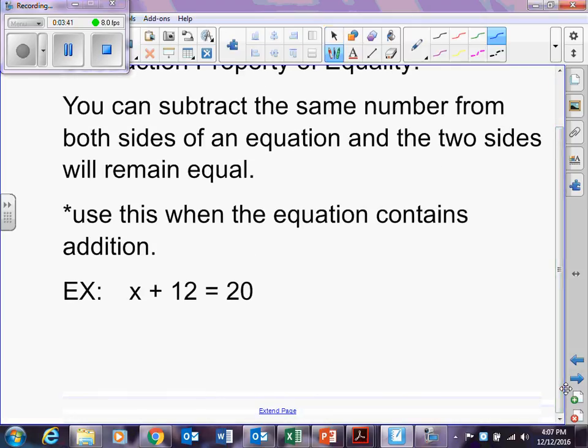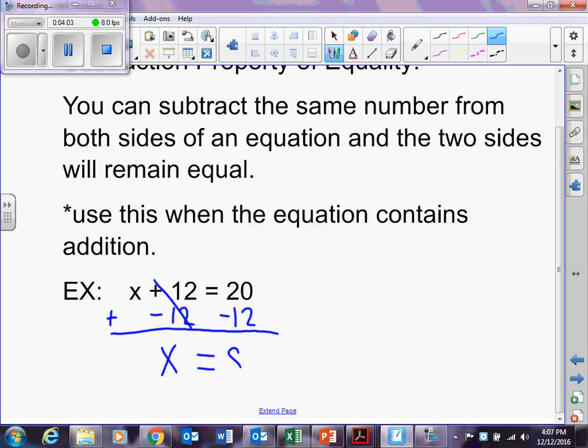I see my equation contains addition, so I'm thinking, all right, I need to be adding a negative, or I need to be subtracting whatever is with x. So since x is over here with 12, I'm going to subtract 12. Remember that this is a big addition problem. I'm going to subtract 12 here. These two 12s cancel out to make 0. So I have x equals 20 minus 12 is 8.